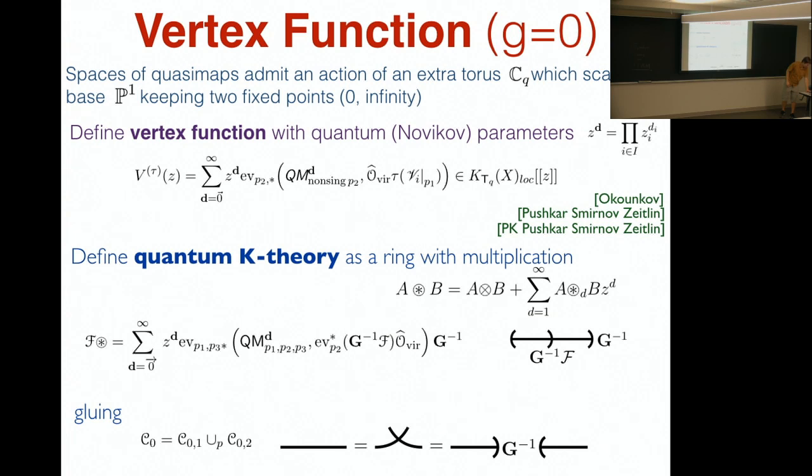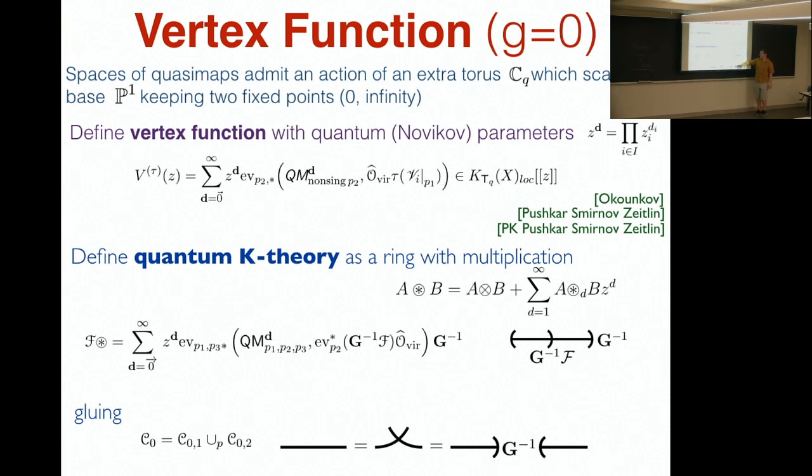So we define quantum K theory as a ring with the following multiplication. You take the zeroth approximation, it's just a tensor product, and then there are quantum corrections. Usually you say your Gromov-Witten quasi-map invariants, you tell what they are. And then there is a certain prescription here. So basically, we need to define this operation by quantum multiplication by a sheaf, by some class F.